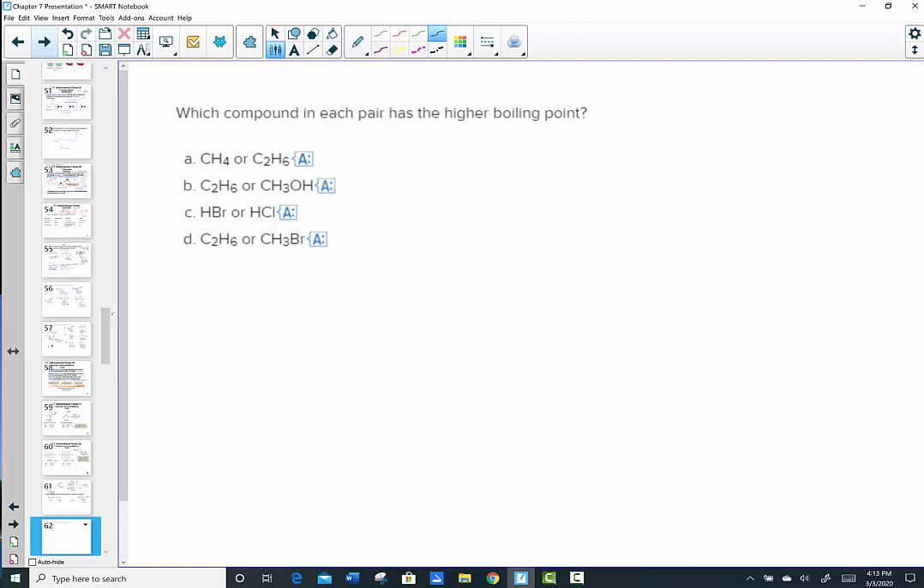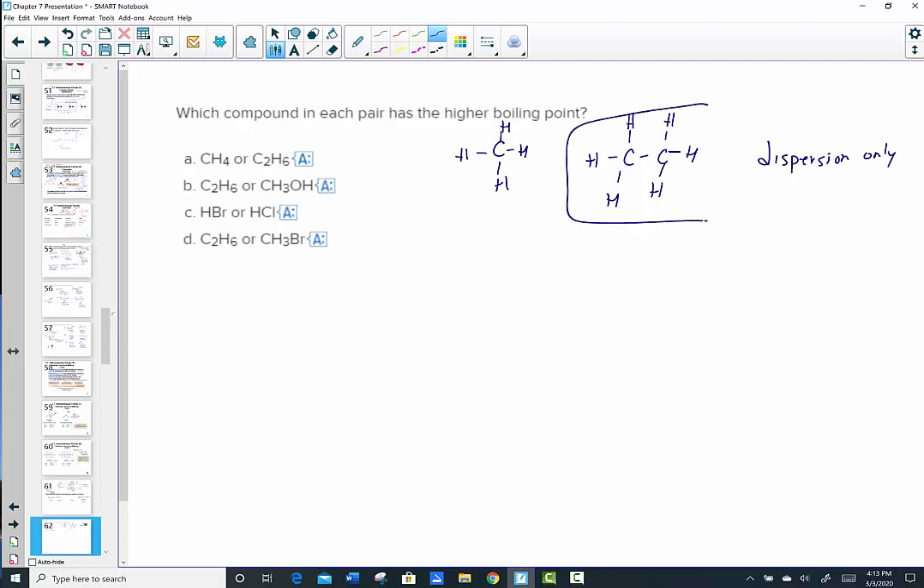Which compound in each pair has the higher boiling point? Letter A, carbon with its 4 bonds. These are all nonpolar molecules, so they're both only exhibiting dispersion forces. So to tie break, you need the bigger molecule. The heavier molecule will have the higher boiling point. Here's letter B, C2H6.